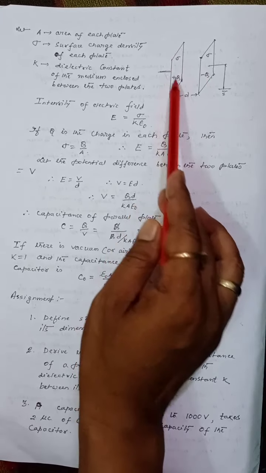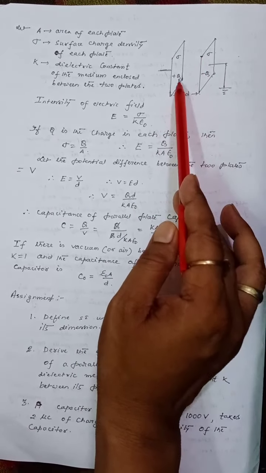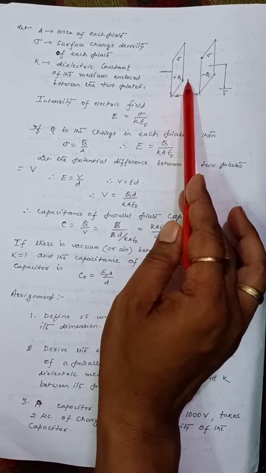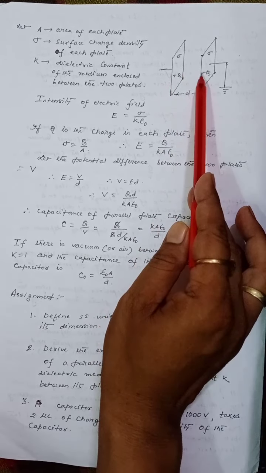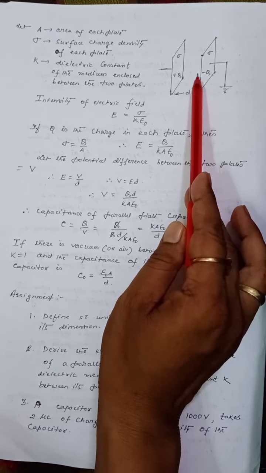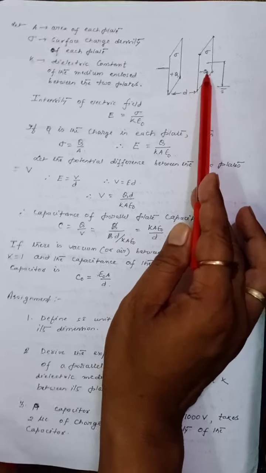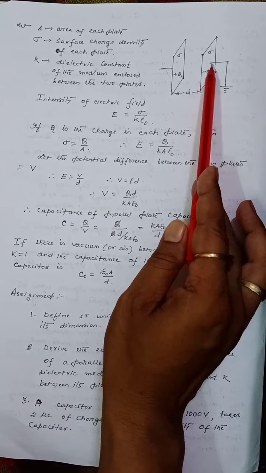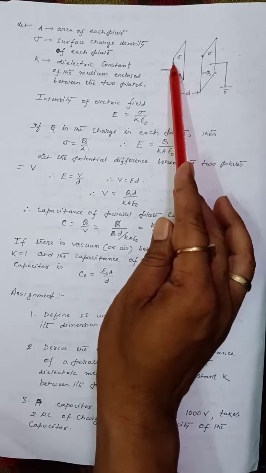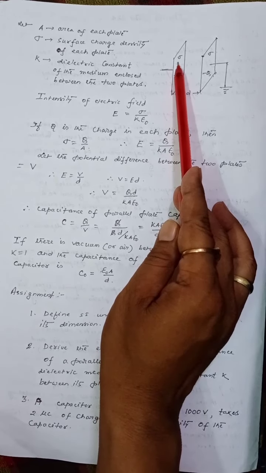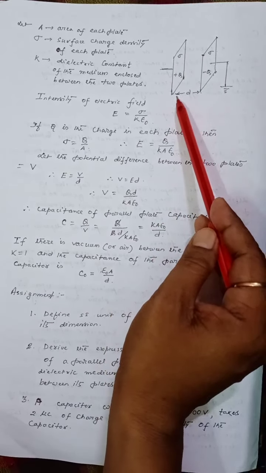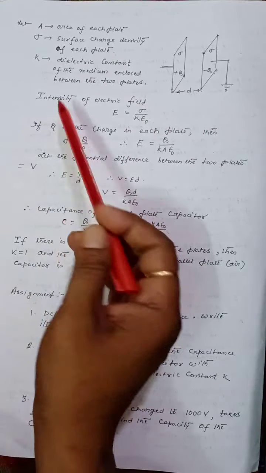This is plate 1, this is plate 2. If plus Q charge is given to plate 1, it will induce minus Q charge on the inner surface of the second plate and plus Q charge on the outer surface, which is earthed. Let sigma be the surface charge density of each plate and d the separation between the plates.